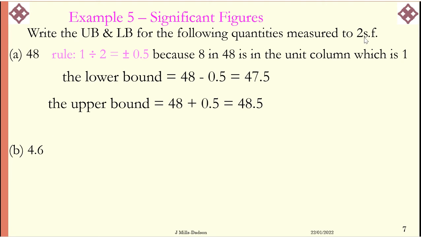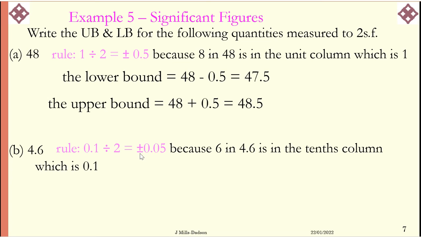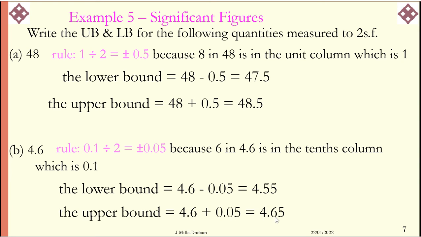Now, second significant figure for 4.6 is 6. Place value of 6 is 0.1. It's in the 10th column, 0.1. So we take 0.1 and divide it by 2. So our rule will be plus or minus 0.05 because 6 in 4.6 is in the 10th column, which is 0.1. So lower bound will be 4.55. You just work it out. Upper bound 4.65. So just remember the rule for significant figures. It's similar to what we did, except that you use the place value of the said significant figure.